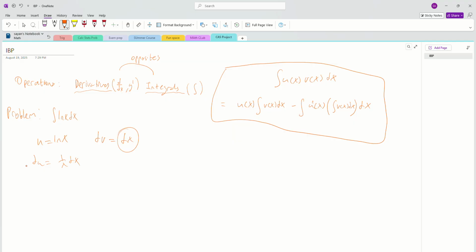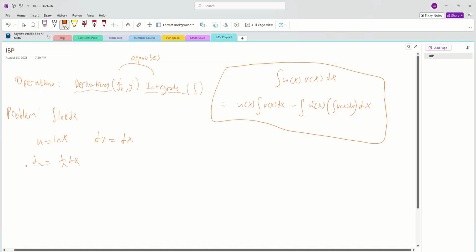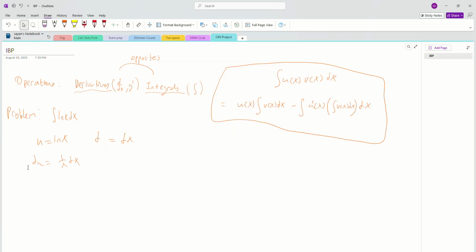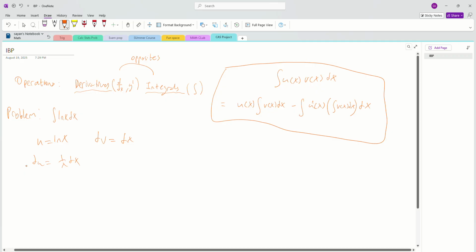Here, we're going to have dv equal to dx. So this is what I want to integrate. When I say dv equals something, that just means I want to integrate it for the integration by parts. I want to find v, right? V is what I want to find. So v is going to be equal to the integral of dx, which is just x. So these are the three things that we need.